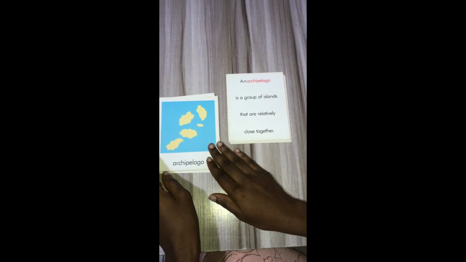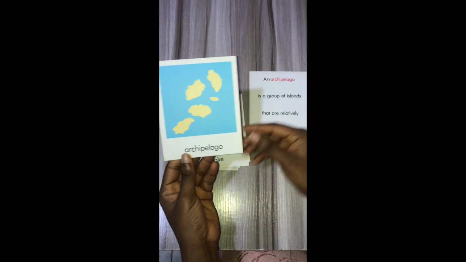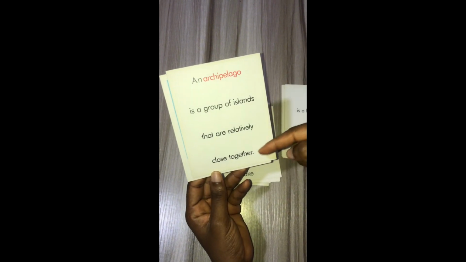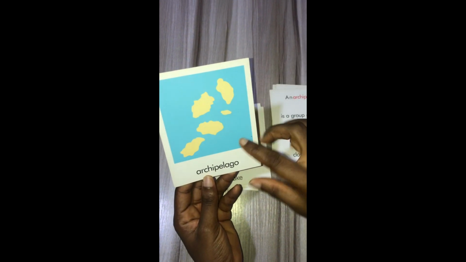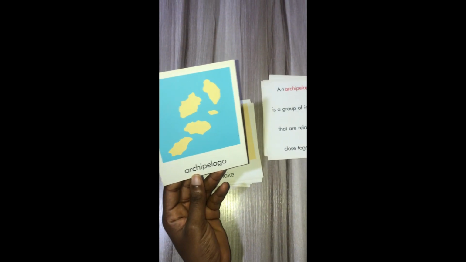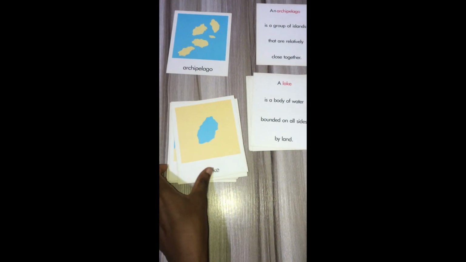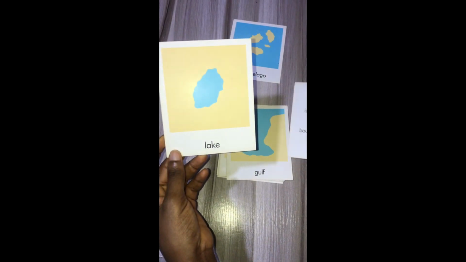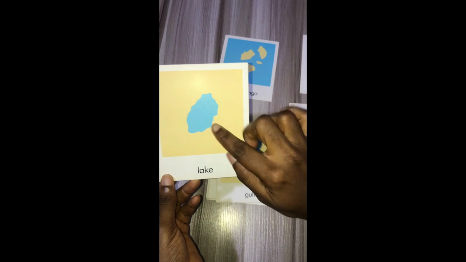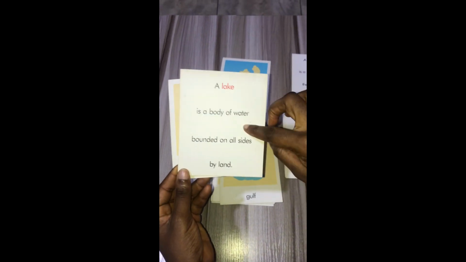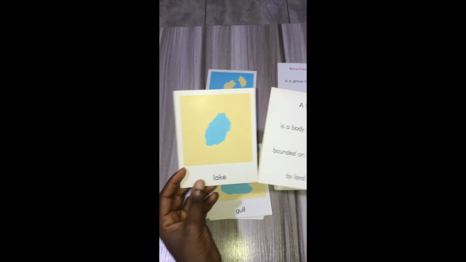Today we'll be talking about landforms, and here we have archipelago. One of the landforms is called archipelago. In an archipelago, we can see there are groups of islands that are relatively close together. You can see that from the picture. You can see the sides covered by water. We can see the brown part representing the land space and the little part of water. So you can see what it means there.